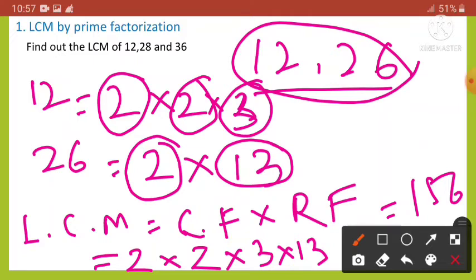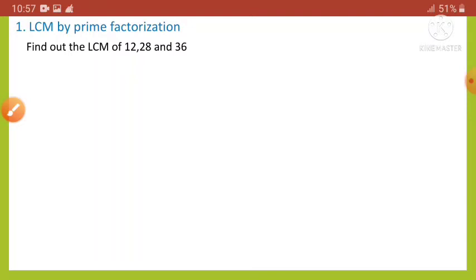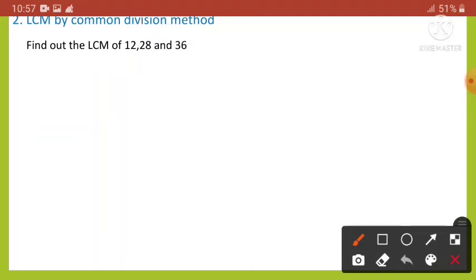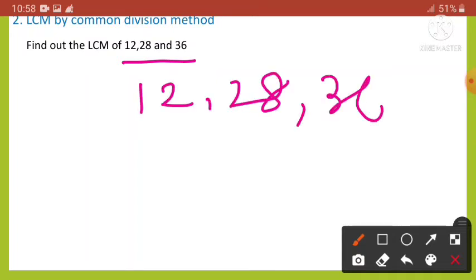Got it? Okay, so we have learned the prime factorization method. Now we learn the common division method. Here you can see this question: find the LCM of 12, 28 and 36. So write 12, then 28, then 36.